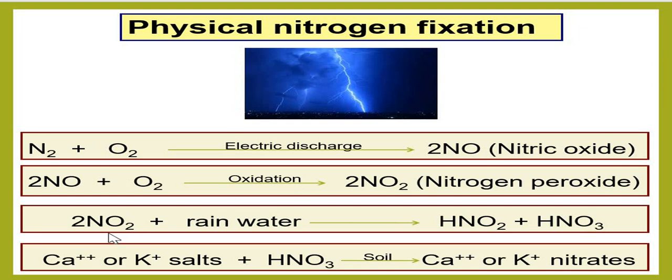This nitrogen peroxide, when it reacts with the rainwater, converts into acids. So this is nitrous acid, HNO2, and HNO3, nitric acid. And these nitric acid and nitrous acid, when they react with the potassium and calcium salts that are present in the soil, then they convert into nitrates. And these nitrates can easily be taken up by the plants.